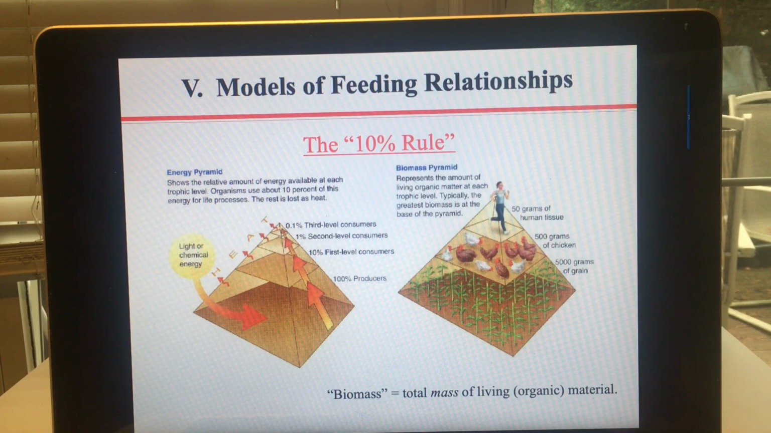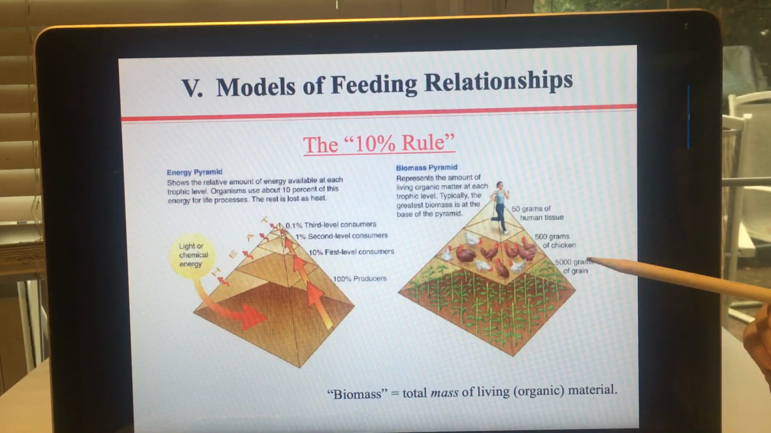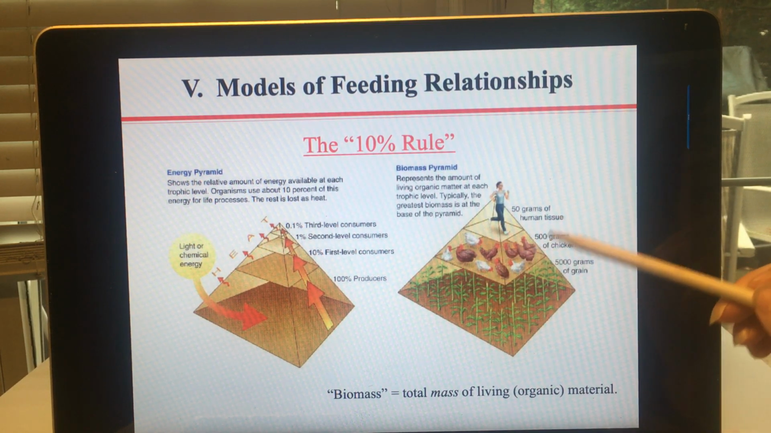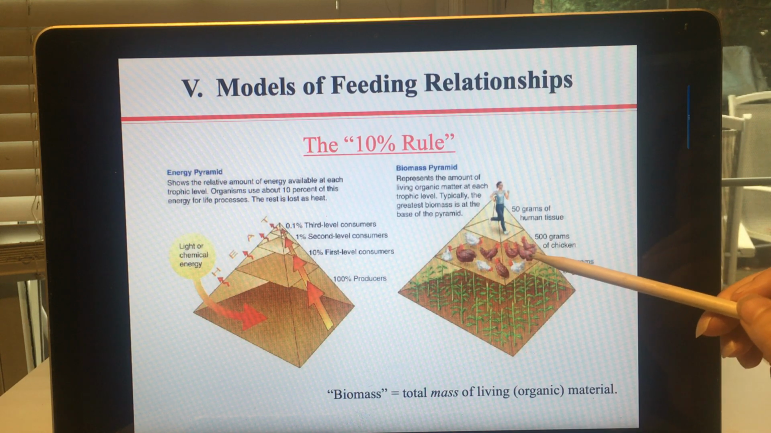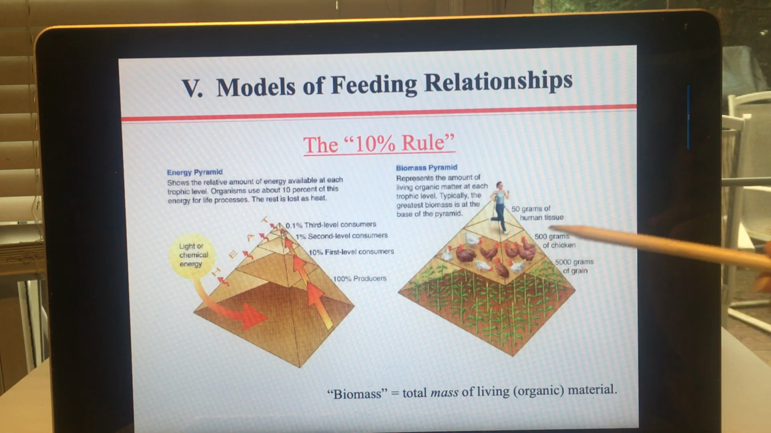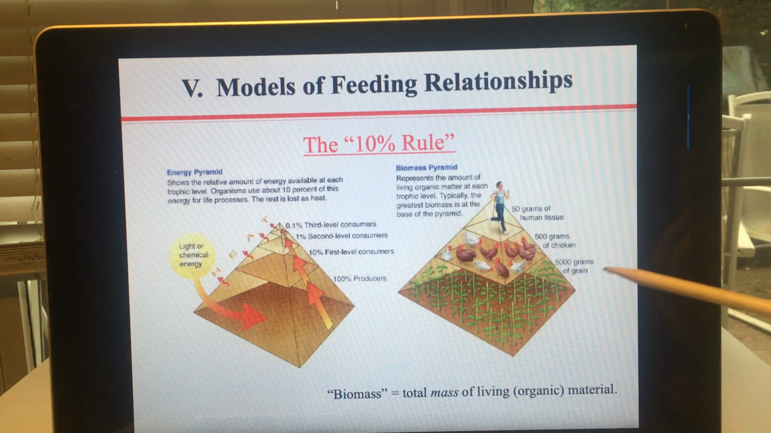So for example, if you had 5,000 grams of grain, generally this would be corn, and it's eaten by chickens, you get 500 grams of chicken or eggs. And then if a human ate 500 grams of chicken, it could be converted into 50 grams of human tissue if that organism was growing or going to the gym and lifting weights. So this shows you the biomass pyramid.